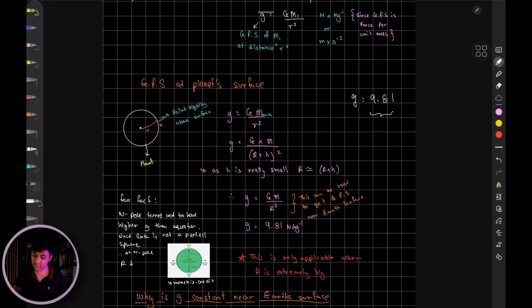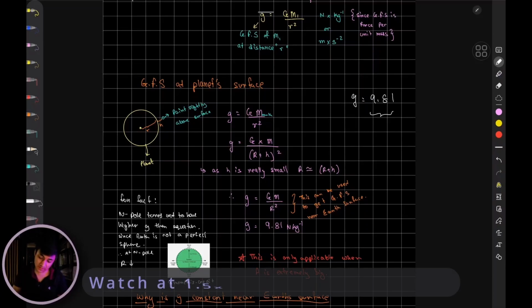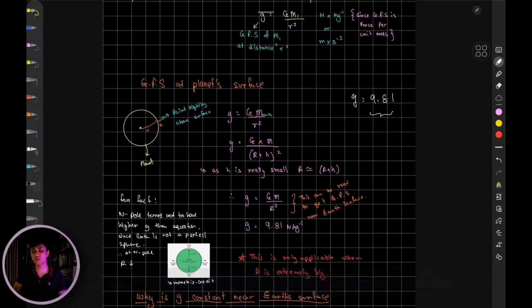Now, in case of the separation, remember, we measure from the center of Earth, or the center of the mass. Now, the center of mass turns out to be over here, and this value is going to be the radius. And let's say you want to find out the gravitational field strength at a small distance above Earth.